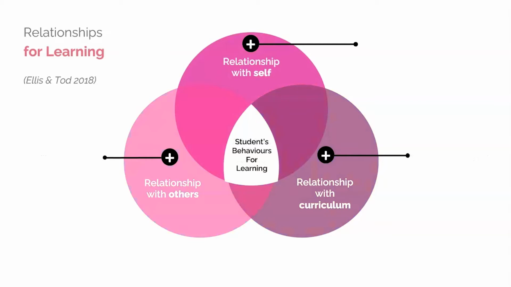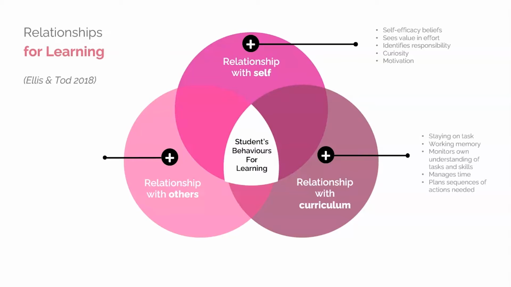Relationships with the self might include their self-efficacy beliefs, how they value effort, how they identify with responsibility or authority, and how curious and motivated they are. Relationship with the curriculum might include how well they stay on task, how well they can monitor their own understanding of tasks and skills, how they manage their time and plan and sequence any actions needed.